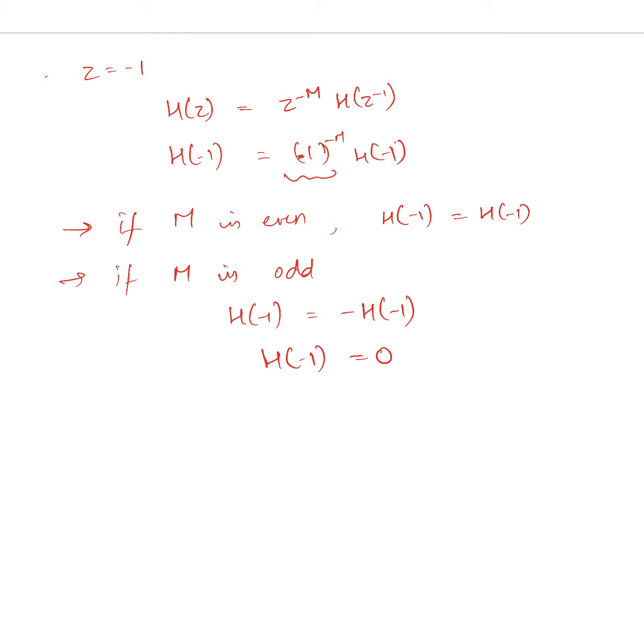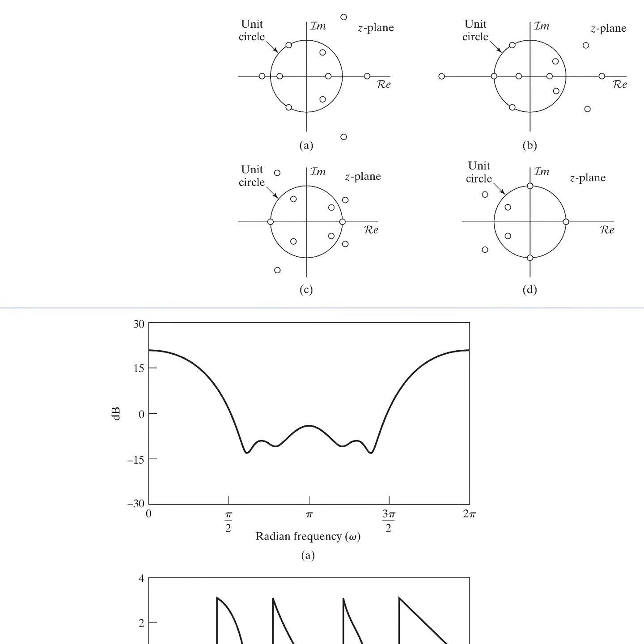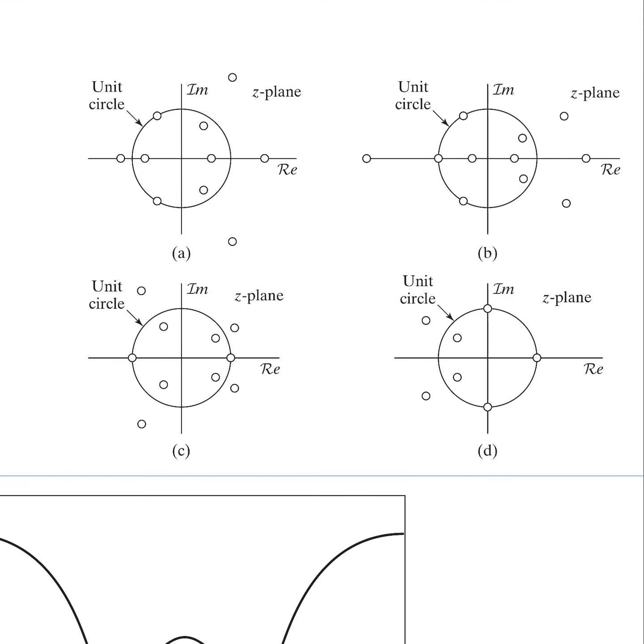We can see this quickly on the pole-zero plot of this function. A and B correspond to type 1 and type 2, that is, the symmetric cases. So what we had discussed is that if z naught is equal to r e raised to the power j theta, let's say this one is a 0 of H(z), then its reciprocal would also be a 0, and its complex conjugate would also be a 0, and the inverse of the complex conjugate would also be a 0. So this is a typical pole-zero plot of type 1, right?